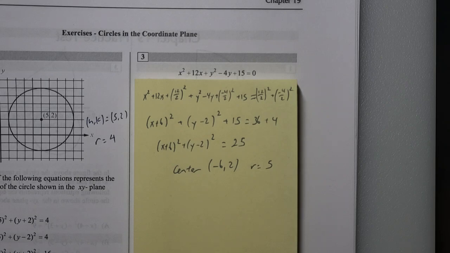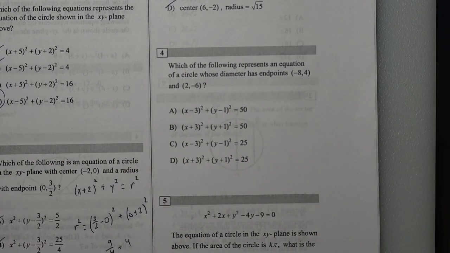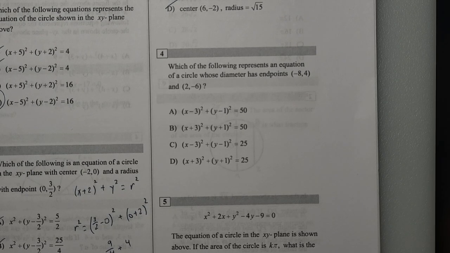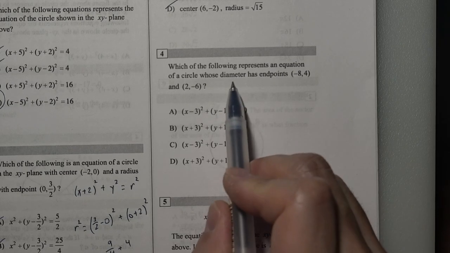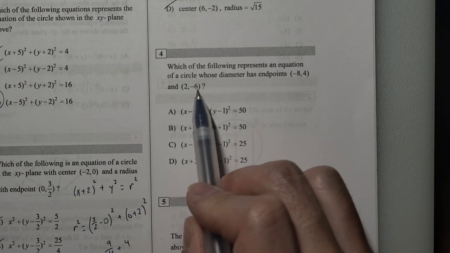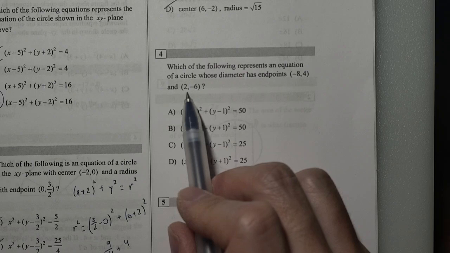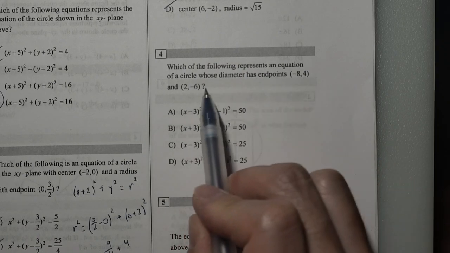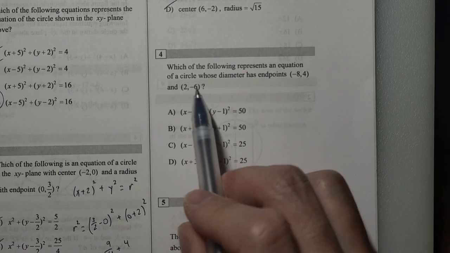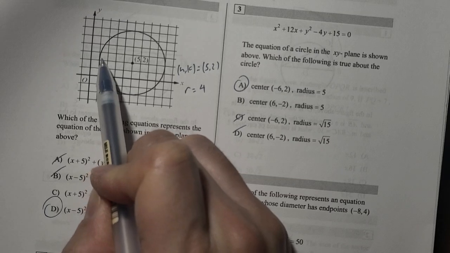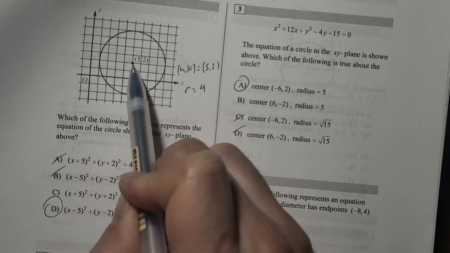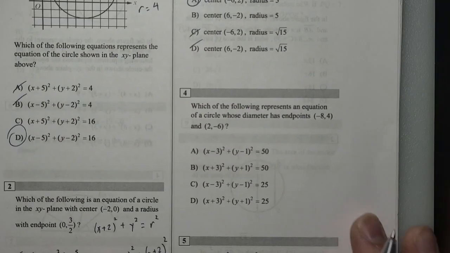Okay, and now number 4. Which of the following represents an equation of a circle whose diameter has endpoints (-8, 4) and (2, -6)? Okay, so how do we do this? Well, this is a diameter. So where is the center of the circle? Is it not in the middle of the 2 points that make up the diameter, right? So isn't the center the midpoint? So how do we find the midpoint?